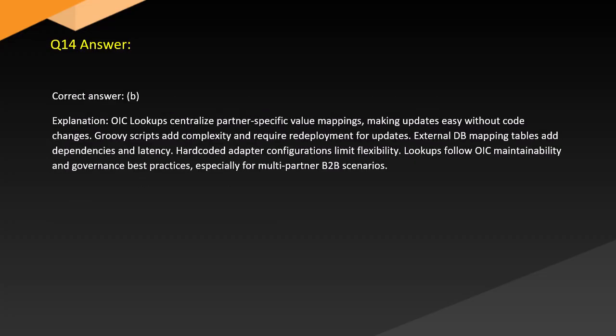Answer. Correct answer: B. Explanation. OAK lookups centralize partner-specific value mappings, making updates easy without code changes. Groovy scripts add complexity and require redeployment for updates. External DB mapping tables add dependencies and latency. Hard-coded adapter configurations limit flexibility. Lookups follow OAK maintainability and governance best practices, especially for multi-partner B2B scenarios.